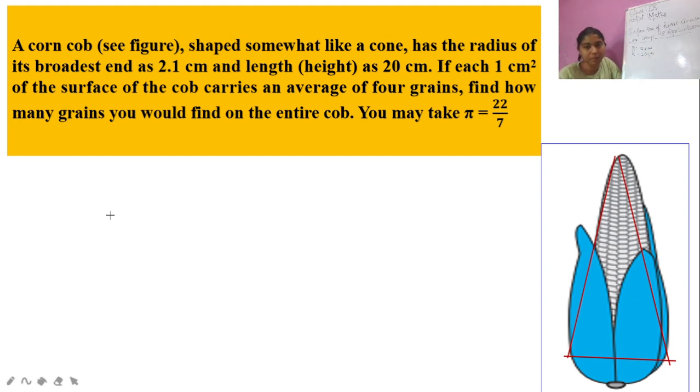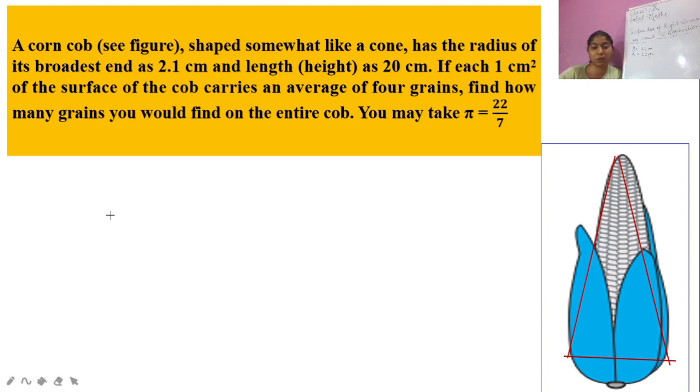Okay. Now students, if each 1 centimeter square of the surface of a cob carries an average of 4 grains, how many grains would you find for the entire cob? You have to take the pi value as 22 by 7. So students, what do we have to do? How will you proceed for this question? What do we have to calculate? Is it the total surface area or the curved surface area?